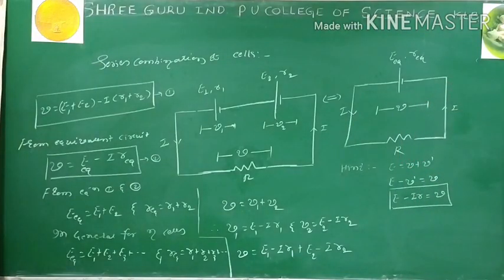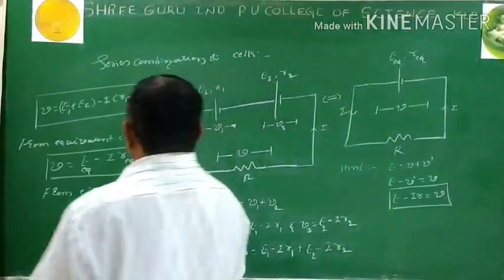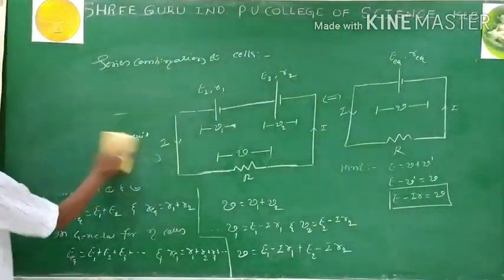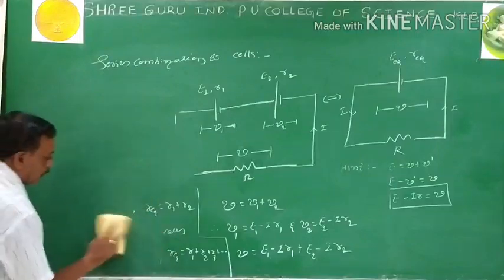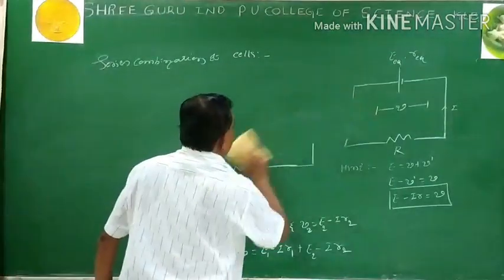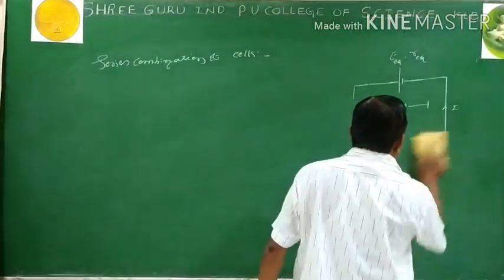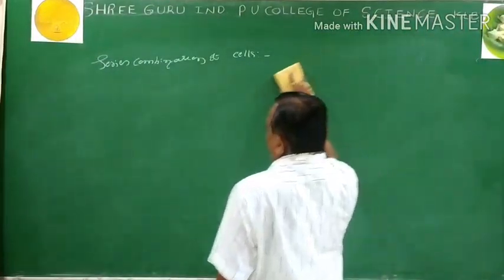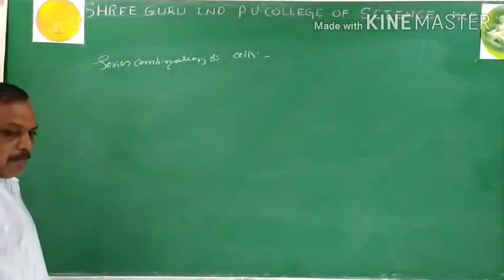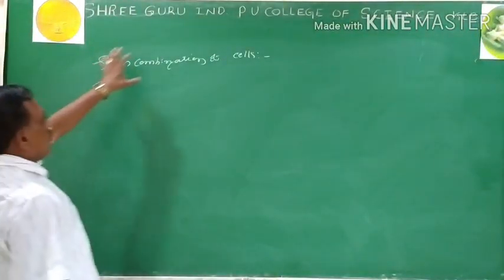Is it clear? Shall I go for it once again within a small time interval? I go for the derivation with the circuit diagram in a fraction of a second. That is what is called, at the time of examination, deriving instead of memorizing the things like this. Series combination of the cells.